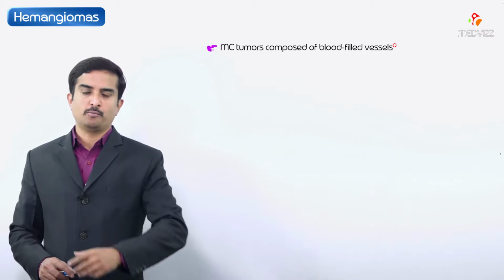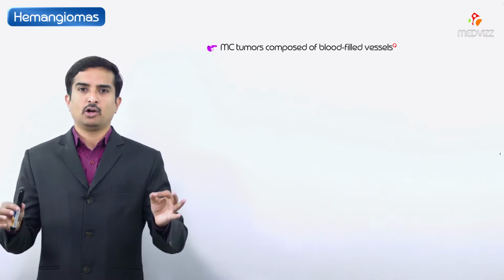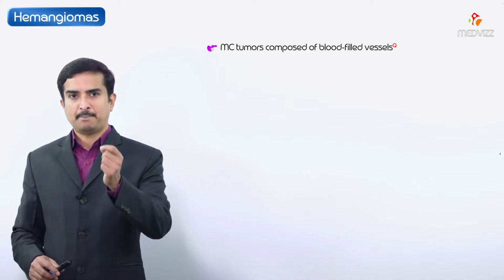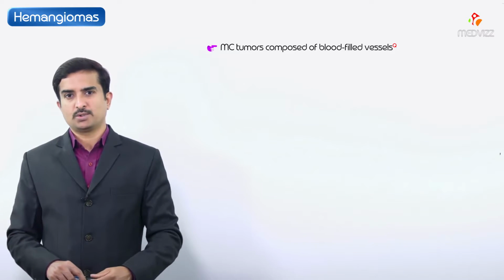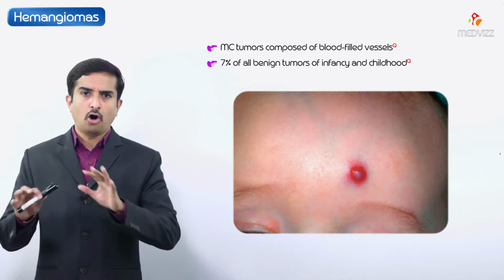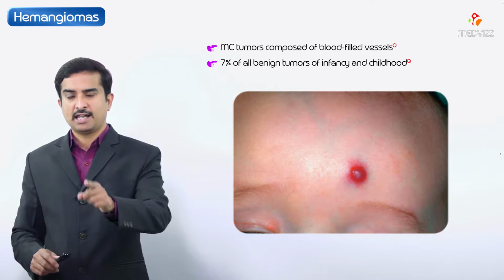In the discussion of vascular neoplasms, first we have to discuss the benign neoplasms of the blood vessels. In the benign neoplasms, let me discuss hemangiomas. These hemangiomas are often described as blood-filled vessels. So the tumors which are composed of blood-filled vessels is the common terminology we use to describe hemangiomas. And these hemangiomas actually constitute 7% of all the benign tumors of infancy and childhood.